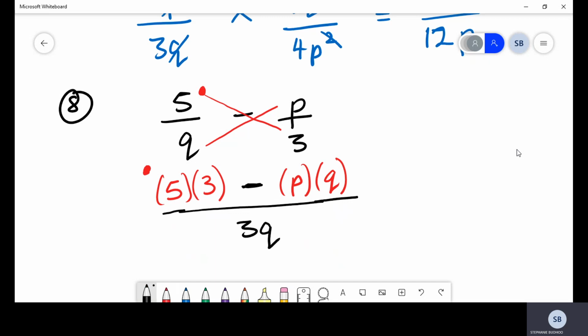We just need to go ahead and carry out our regular simplification. So 5 multiplied by 3 gives us 15 on top. Subtract PQ all over 3Q. And that's your final answer. Now you can choose to separate your fraction as it is into 2 separate fractions in the following way.